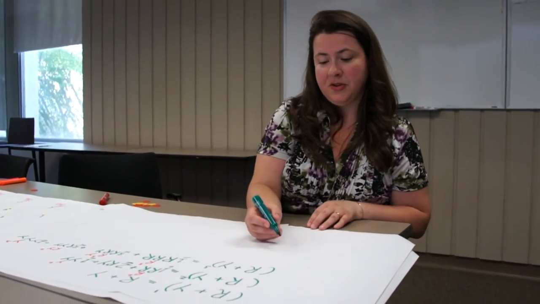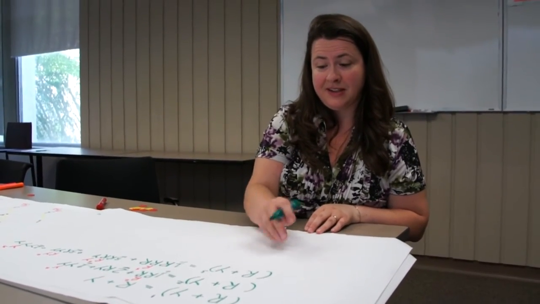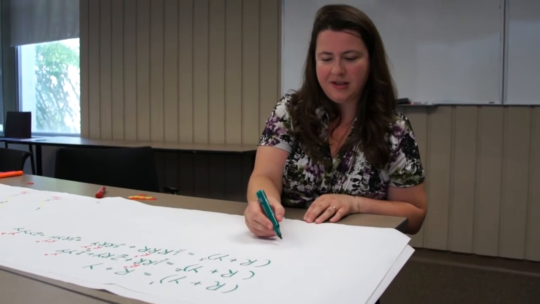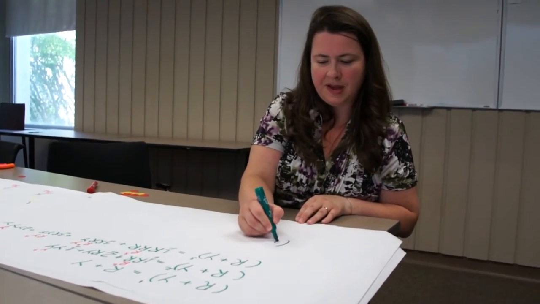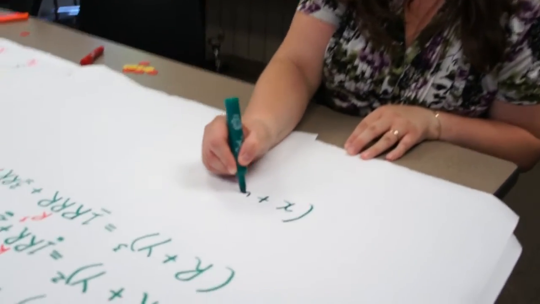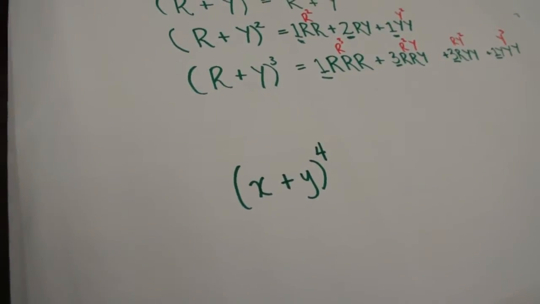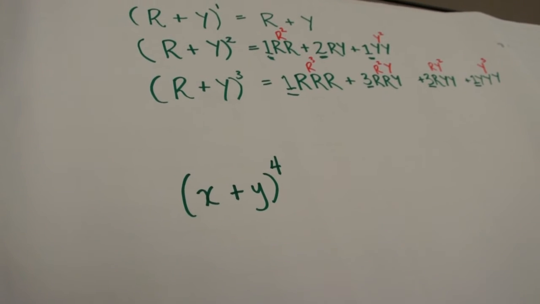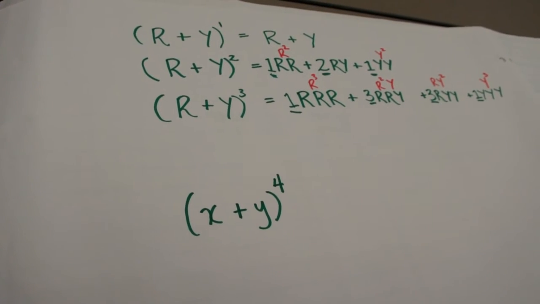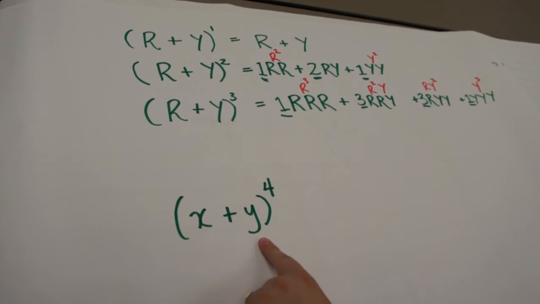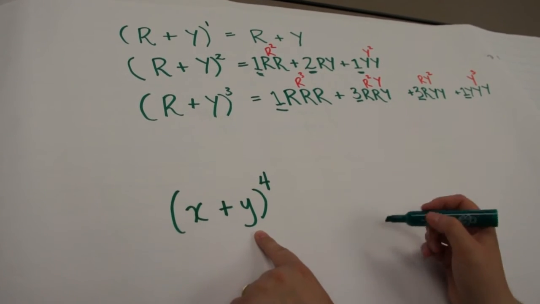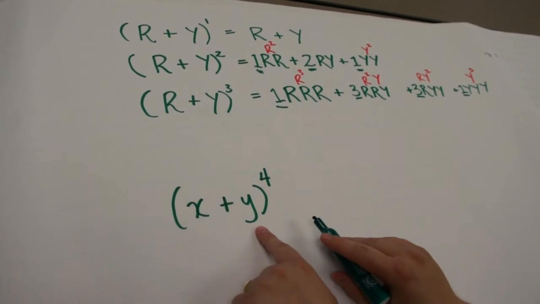So in high school then, a problem that you might see is you don't see things in terms of R's and Y's necessarily. You might see a problem that's X plus Y to the power of 4, say. How do you think you might tackle that one? It looks sort of like this one. You could multiply it all out through the steps, but you'll see that's kind of tedious.